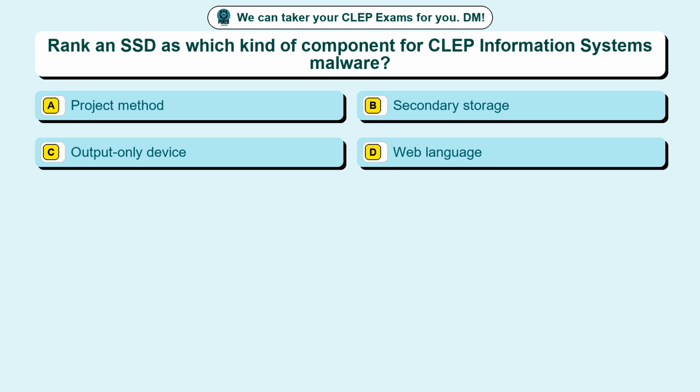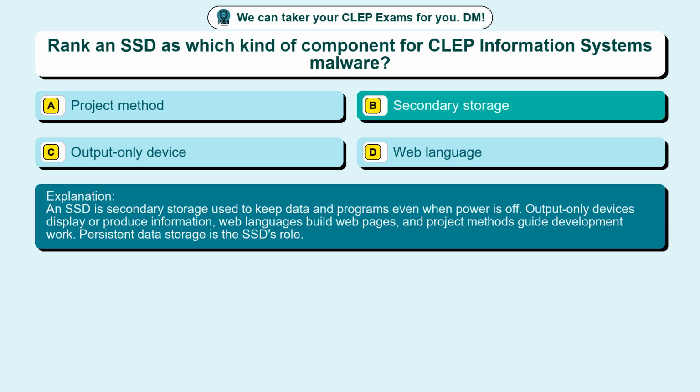Question 53. Rank an SSD as which kind of component for CLEP Information Systems malware? Option A, project method. Option B, secondary storage. Option C, output-only device. Option D, web language. The correct answer is option B, secondary storage.